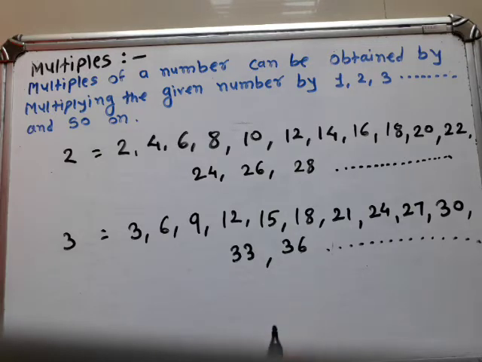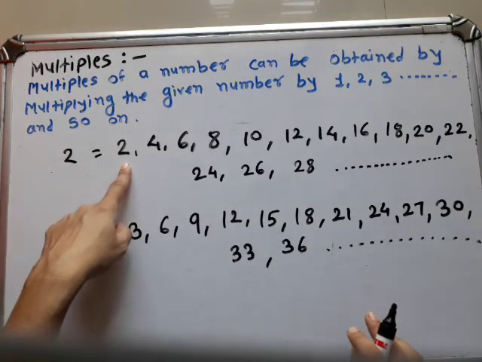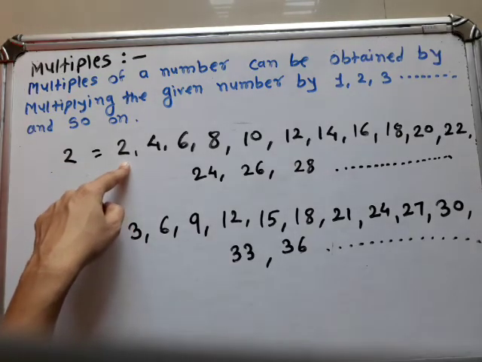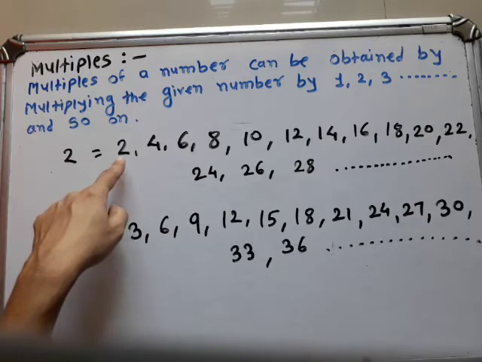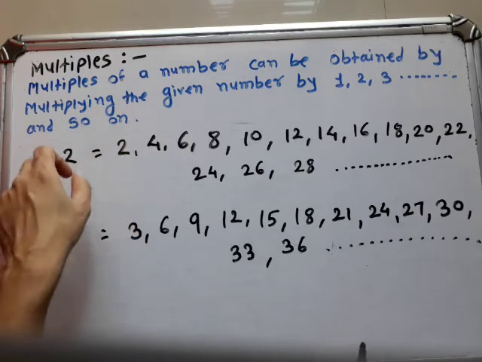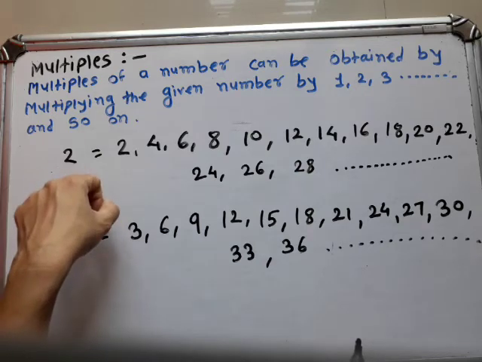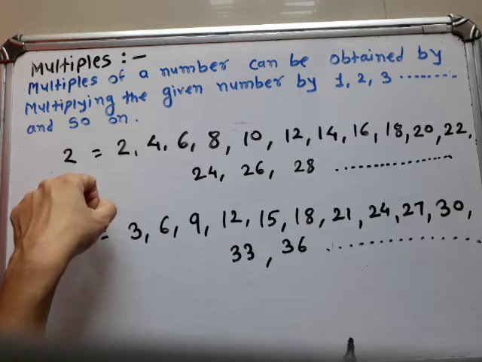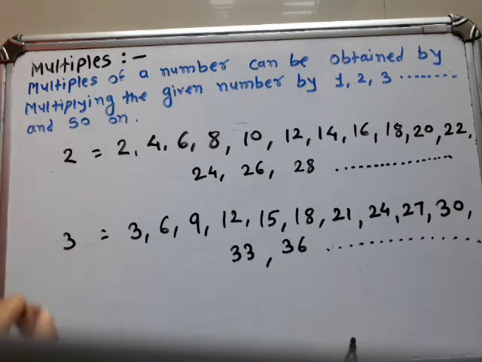Every number is a multiple of 1. Same, 1 is a factor of every number. Again, every number is a multiple of 1. Then every multiple of a number is greater than or equal to that number.